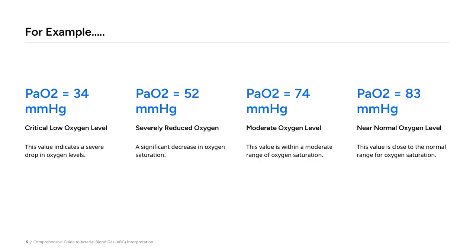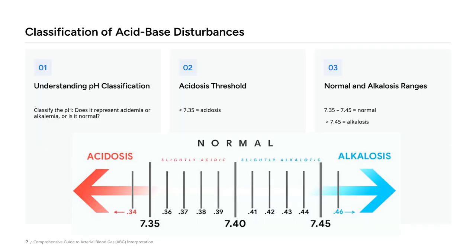Remember, these values are vital indicators of the patient's oxygenation status and overall respiratory health. Now, let's move on to understanding the classification of acid-base disturbances.